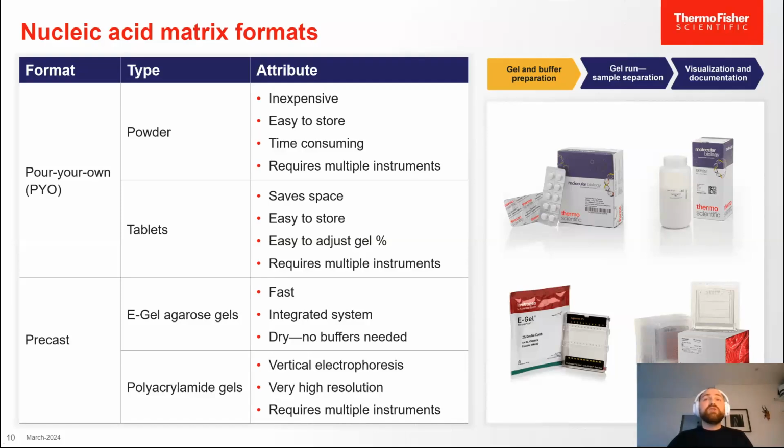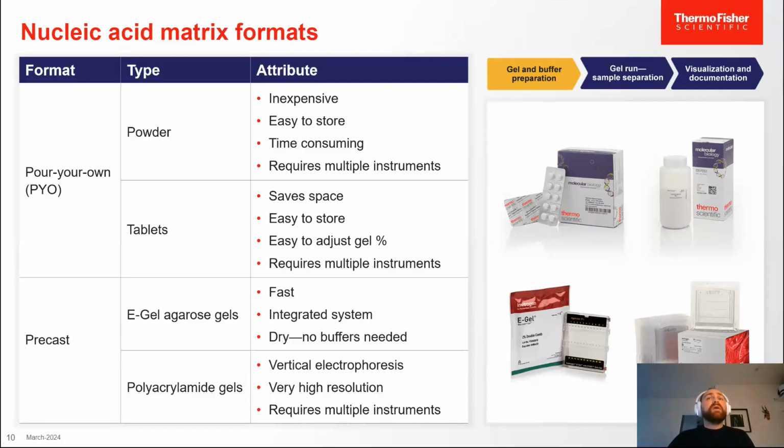So for powder, it is generally quite inexpensive. It is very easy to store. It is, however, time-consuming because you have to weigh it out. Sometimes it can create messes because of shaky hands, and you just lose a little bit of your agarose every single time. And you do require all of the additional instrumentation that is associated with running these pour your own gels.